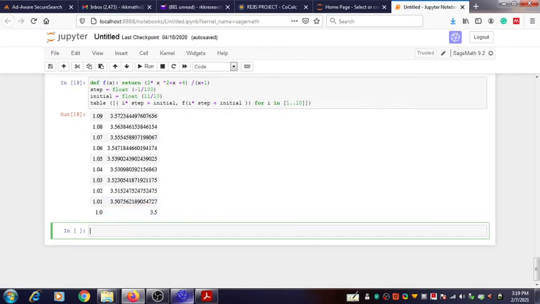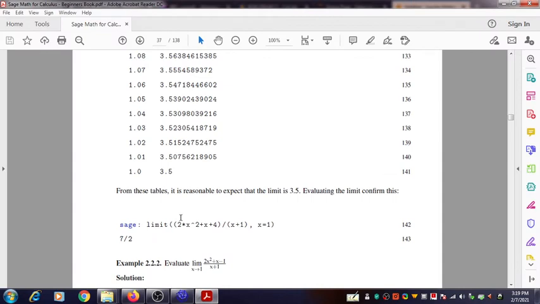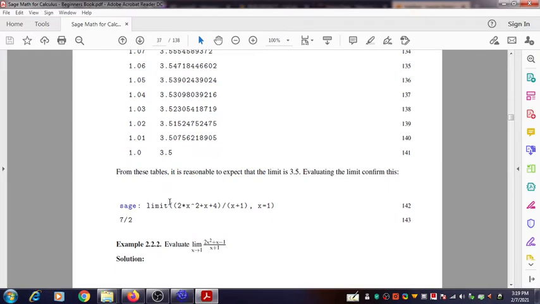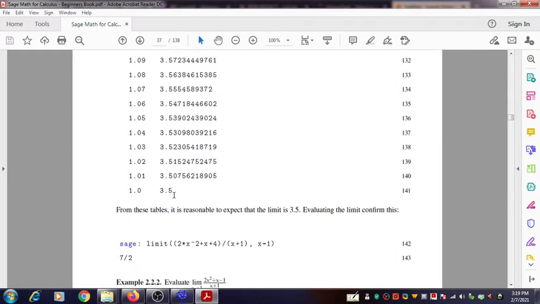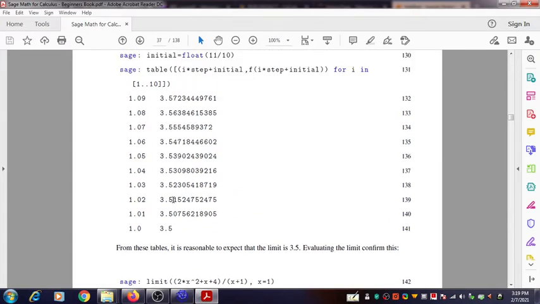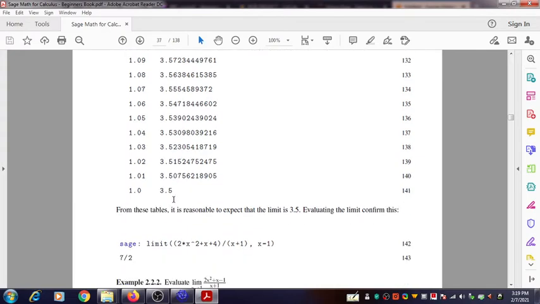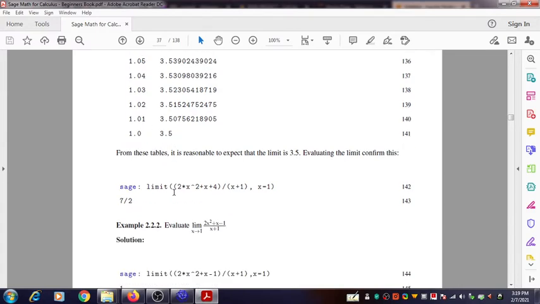Okay, that's the demonstration of the example that we have discussed so far. Now we are going to see that this kind of lengthy calculation can be avoided, and you can obtain the limit of the function very quickly using the limit command.